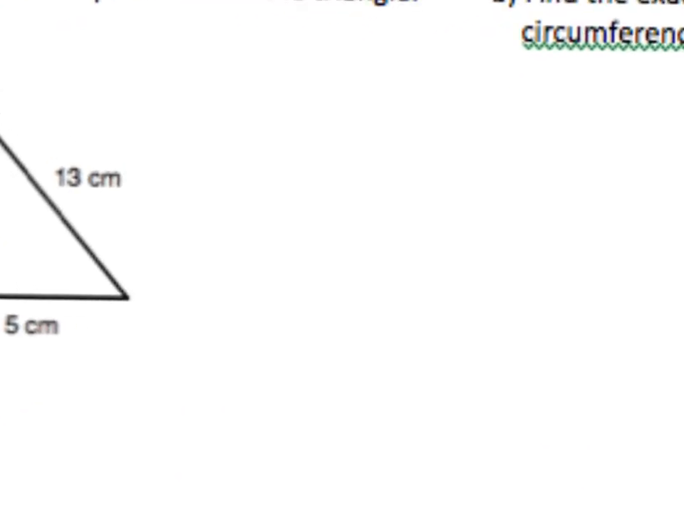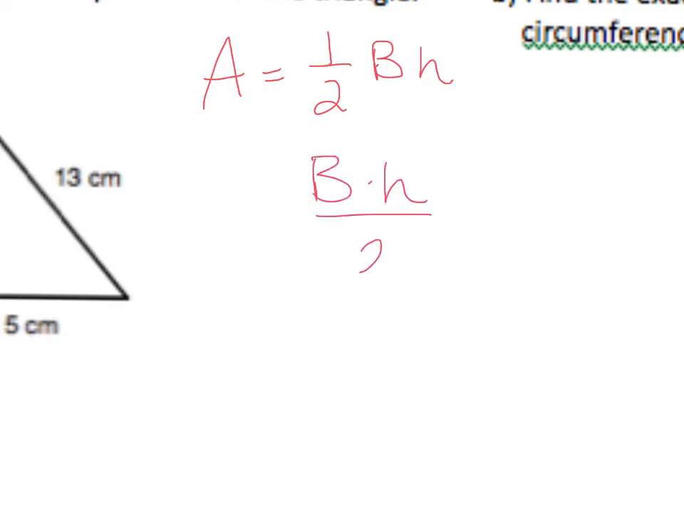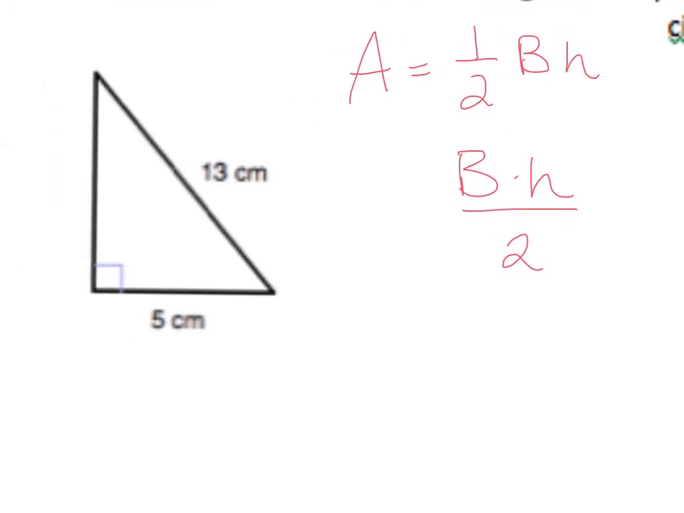So if you remember, area of a triangle equals 1/2 the base times the height, or you can take base times the height and divide it by 2, whatever you feel more comfortable with. So if I look at my triangle, I'm reminded that the base and the height have to be perpendicular. So these two sides that I'm outlining in blue, those are perpendicular because they form a right angle.